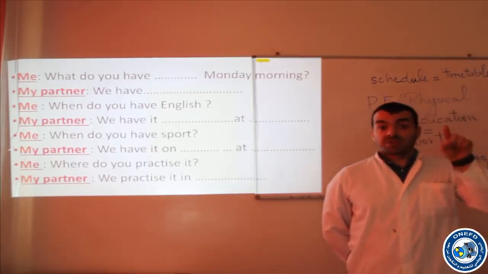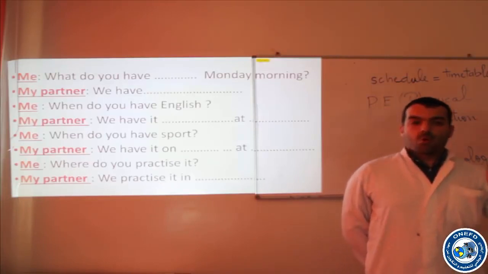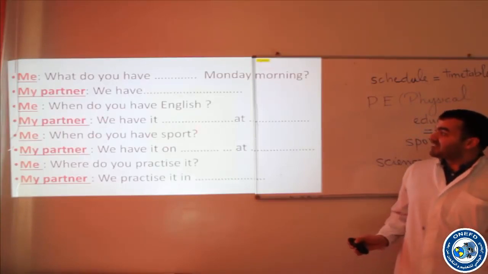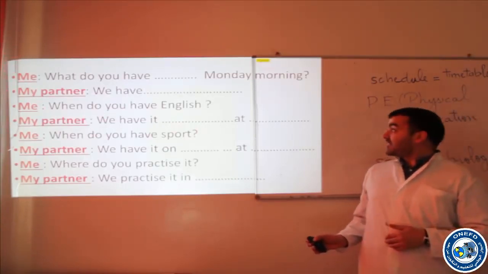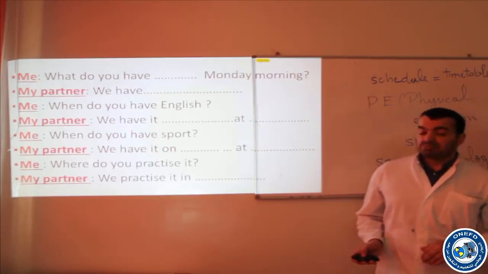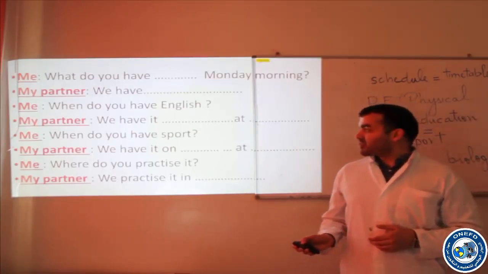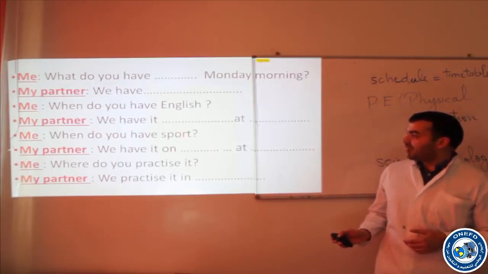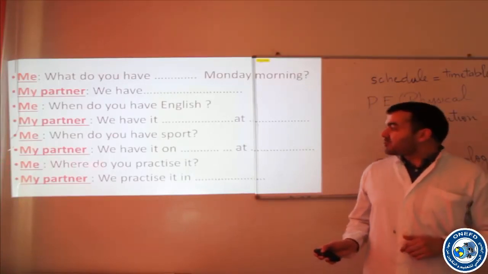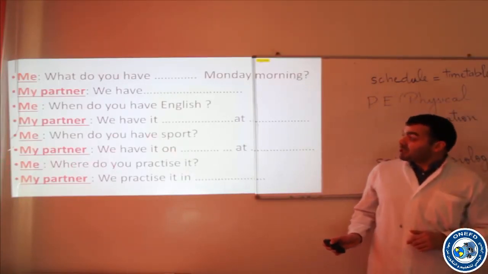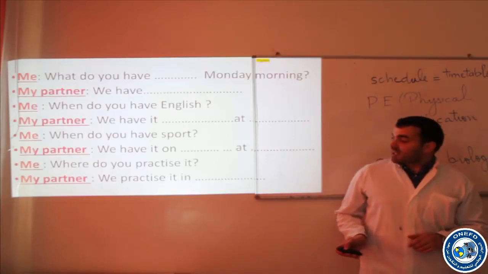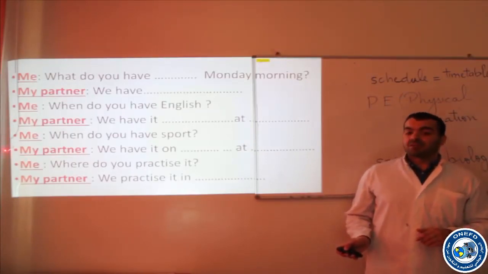So we are going to use your schedule. When do you have English? Your partner: We have it when? Which day? At what time? When do you have sport? When do you practice sport? Which day? We have it on, at. Here you give me the day and the time. The last one, when do you practice it? It means when do you practice sport? We practice it. The last one, here you give me the place.